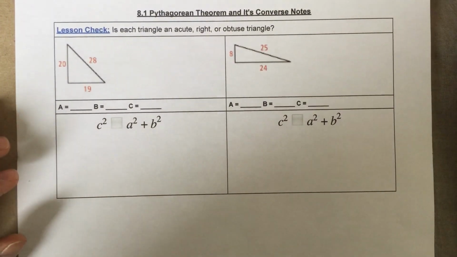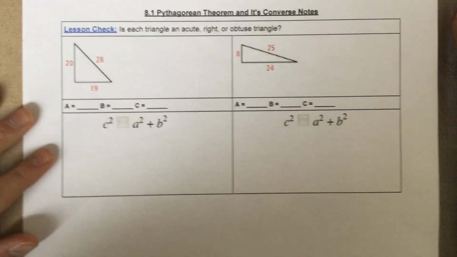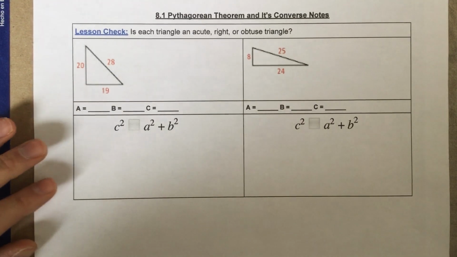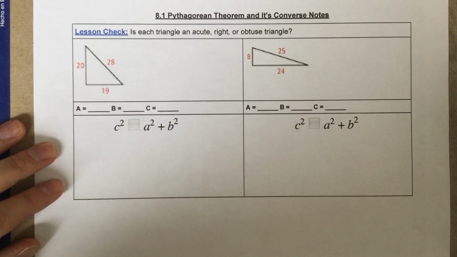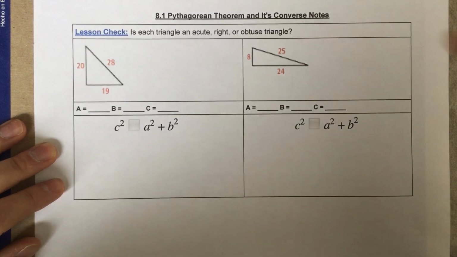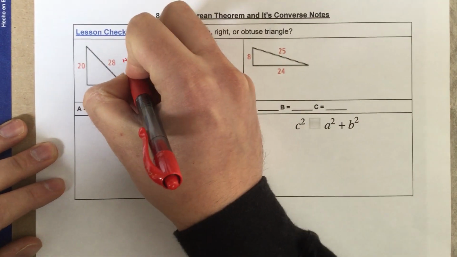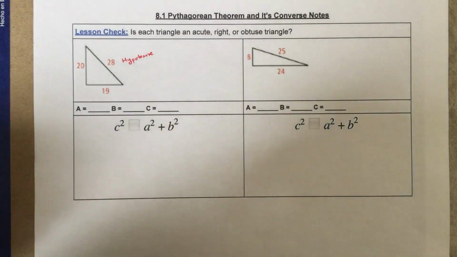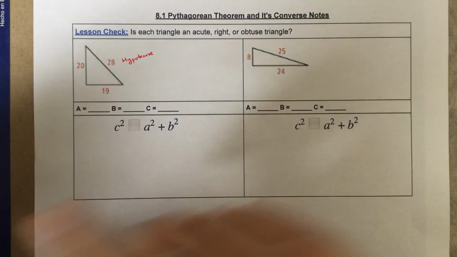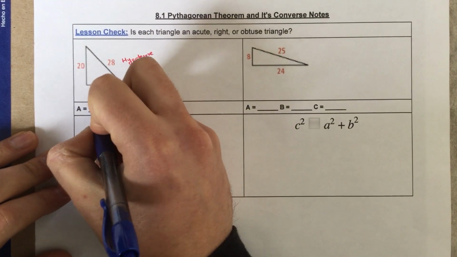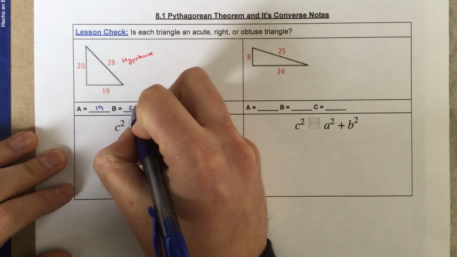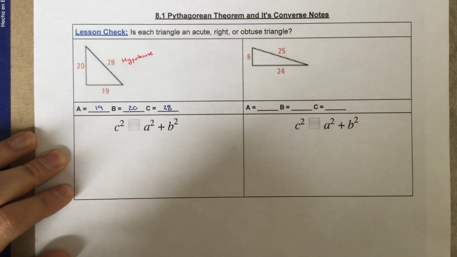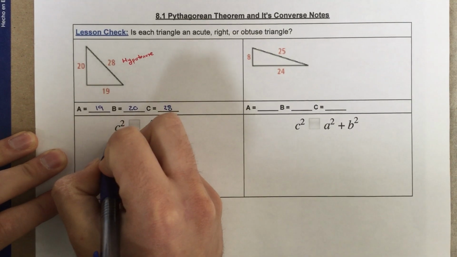So is each triangle an acute, right, or obtuse triangle? Now, I don't see any symbol here that says it's a right triangle because I don't know if it's a right triangle or not. However, the hypotenuse is always going to be the largest side. So let's just hypothetically say that this is the hypotenuse. I don't know if it's a right triangle or not, but I do know it is the longest side. So I know that my A value, I'm just going to choose one of these two, 19 or 20. My B value would be the other one. And the C is always going to be the largest side length. So I can substitute that into my formula here.